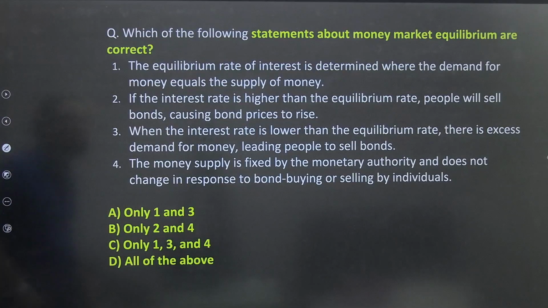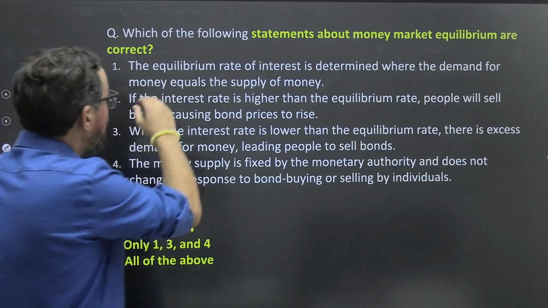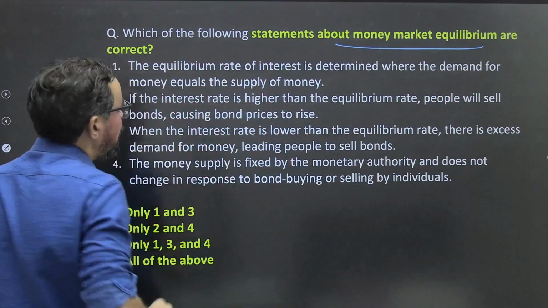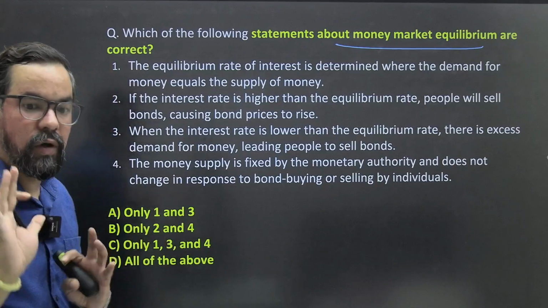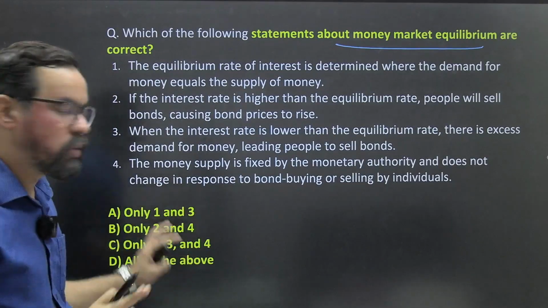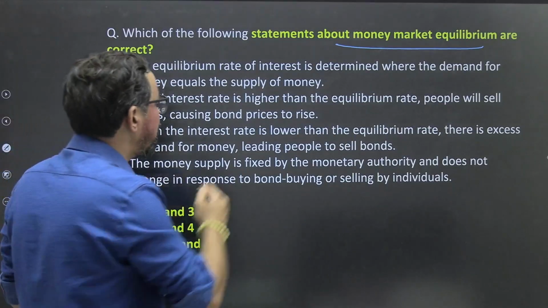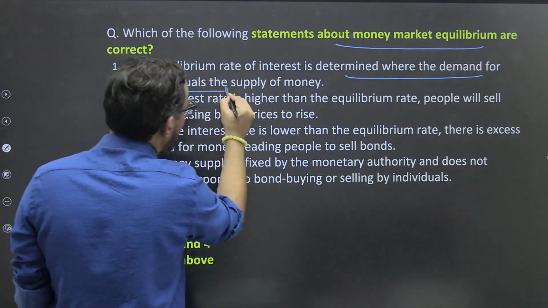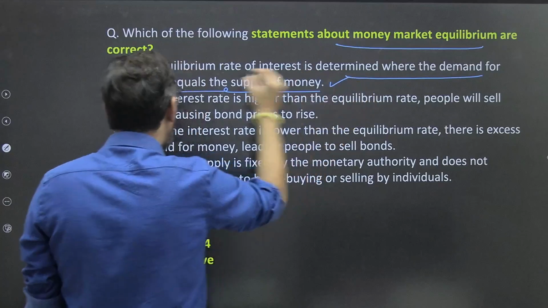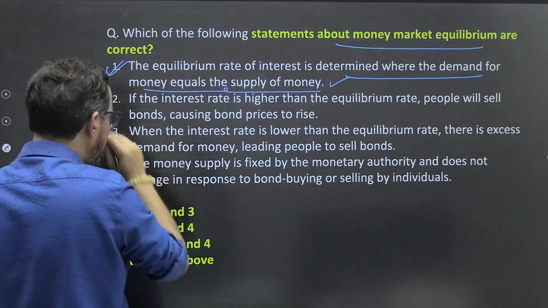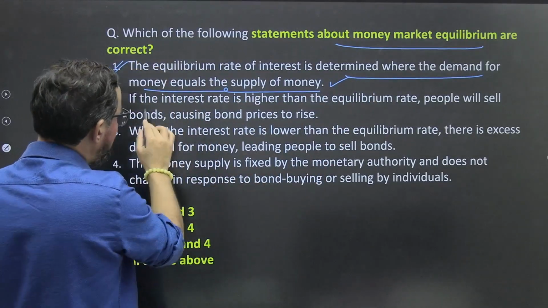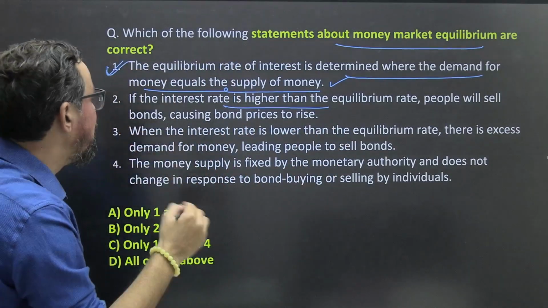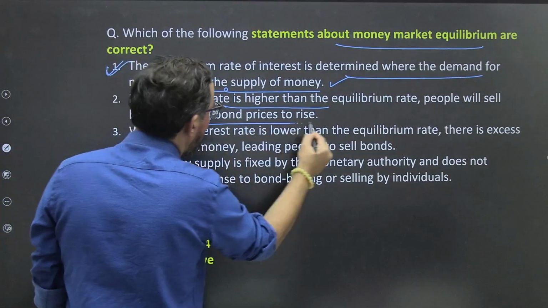Okay. Next one guys, which of the following statements about money market equilibrium are correct? ठीक है, so it is something linked with that first summary itself. ठीक है, so वहीं से आप इस क्वेश्चन को भी सॉल्व कर पाएंगे. The equilibrium rate of interest is determined where the demand for money equals the supply of money. 100% true. ठीक है, so option 1 is correct. ठीक है, second one is if the interest rate is higher than the equilibrium rate, people will sell bonds, causing bond prices to rise.